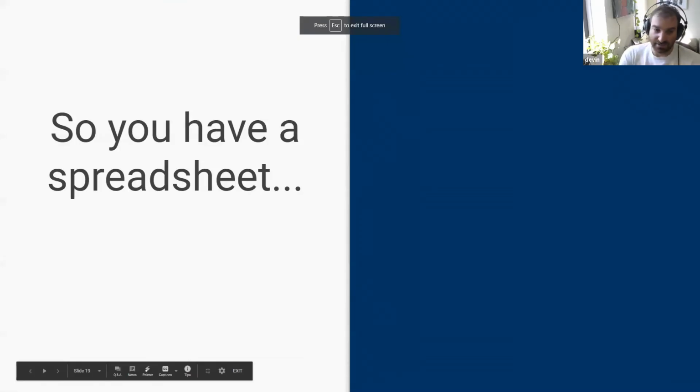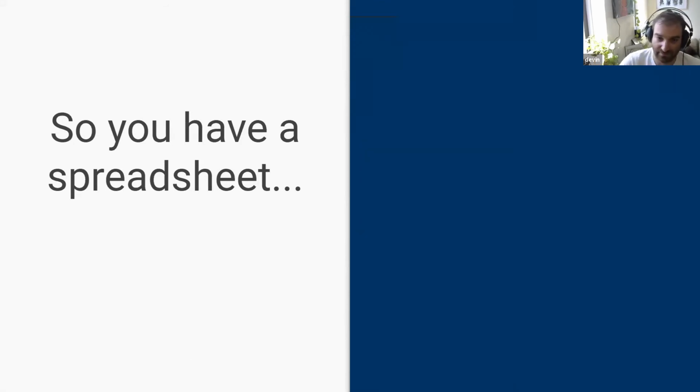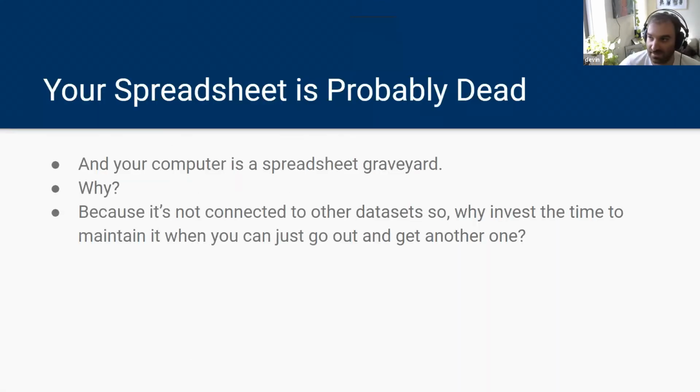So let me take us back to the scenario where you have a spreadsheet where you're organizing information about something that's important. Your spreadsheet is probably dead. People usually are only managing live spreadsheets where data is actually coming in fresh, maybe one or two at a time. Spreadsheets tend to be used for reporting. They tend to be extractions from other systems, or they're used quickly to solve a problem and then left to die. So your spreadsheet is probably in a spreadsheet graveyard, which is what your computer is.